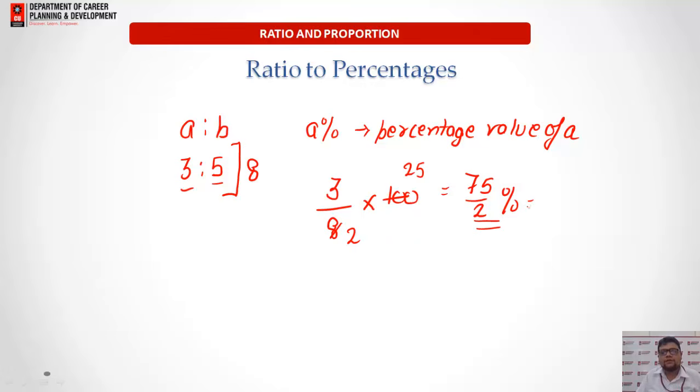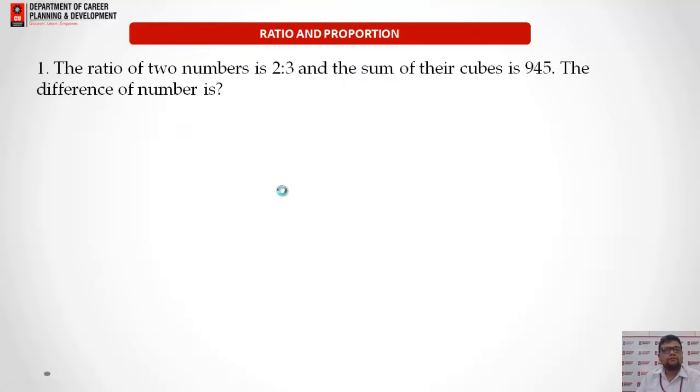75 by 2% of the total, or we can write it as 37.5%. So A is 37.5% value out of the total, that is A plus B. Okay, so these are the few basic concepts. Let us move to the question.